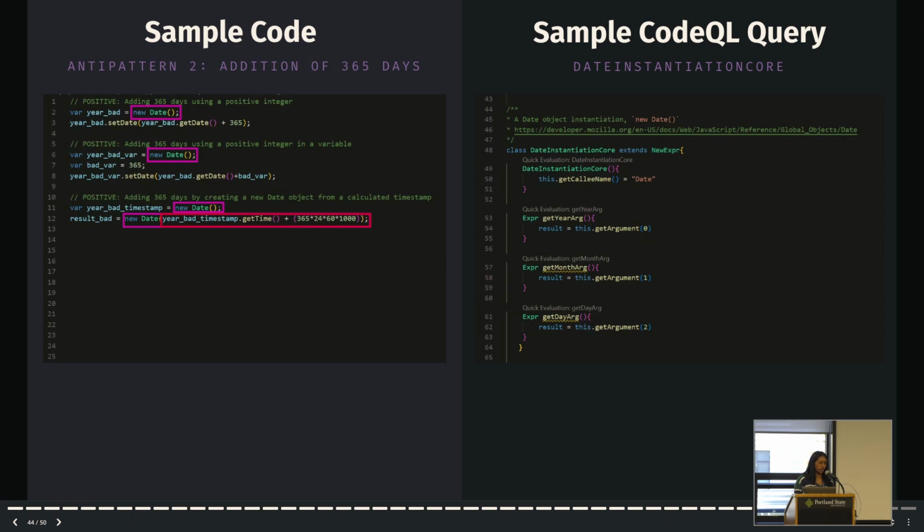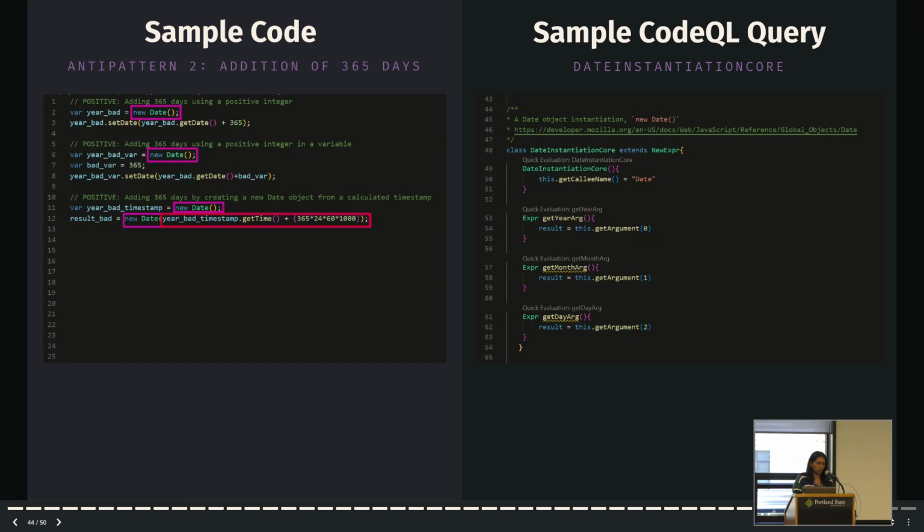This one is a little bit more complicated, but still the exact same idea. In the case needed for this anti-pattern, the number 365 must be affecting the year value of that new date instantiation. However, when using a new date constructor, the year, month, or day can all be set. So our code needs to be able to specifically grab that year argument as a sink. To do this, we can make a class that has a characteristic statement that makes sure that it's a date, which we do with the get callee name equals date, and then have multiple other methods within it that can identify the year, month, or day arguments.